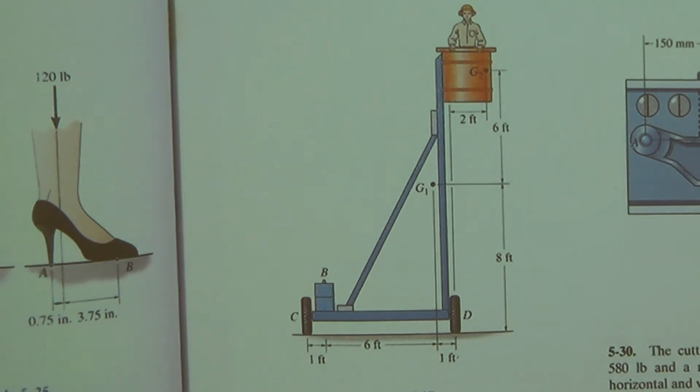W2 times 2, positive or negative? Negative. And WB times 7, positive or negative? Positive. Okay, let's go back here then. So WB, we're doing moment about C, so WB is 1, ND is 8. The 250, what's 250? G1. Yes. G1 times 7, and 400 times 10.